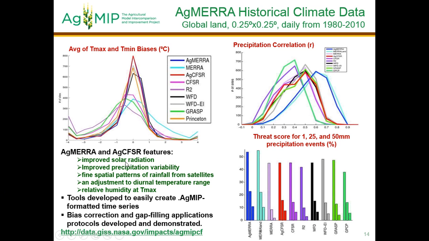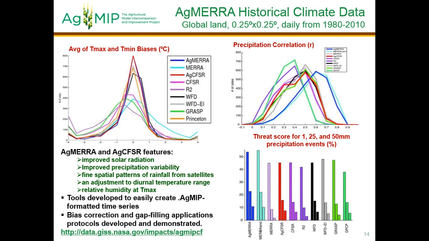If you want to learn more about this, there's a paper on AgMERRA, which is published in Agricultural and Forest Meteorology. You can let me know, and I can send a copy of that along. But the general idea is AgMERRA has improved solar radiation, improved precipitation variability, and fine spatial patterns using satellites. It has an adjustment for diurnal temperature range, and it provides relative humidity at maximum temperature. So if anybody is using more complex models that need that, I'm not sure about InfoCrop, what exactly is needed. I know that the IGV team is trying to use InfoCrop, but we should have all of the variables that are needed for your crop modelers and your livestock needs.